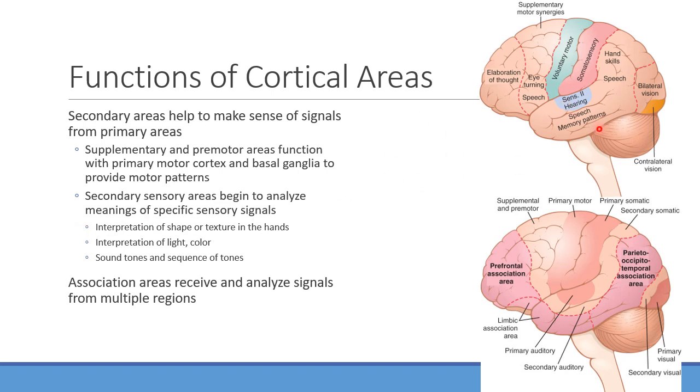We're going to go over these in more detail in a second, but you can basically break them up into association areas. Two of the main ones we're going to talk about, and there are a couple more, are the parieto-occipito-temporal association area and the prefrontal association area. These help us interpret the things that are happening in our world and respond to them accordingly. Okay.